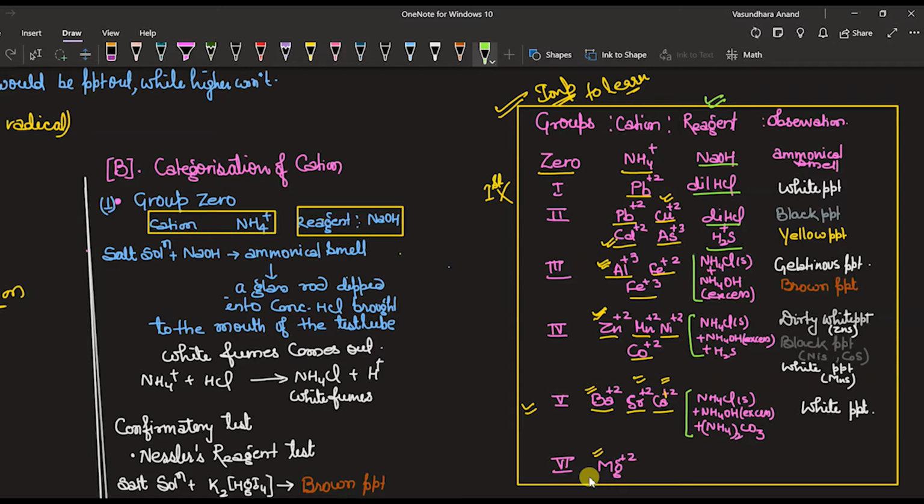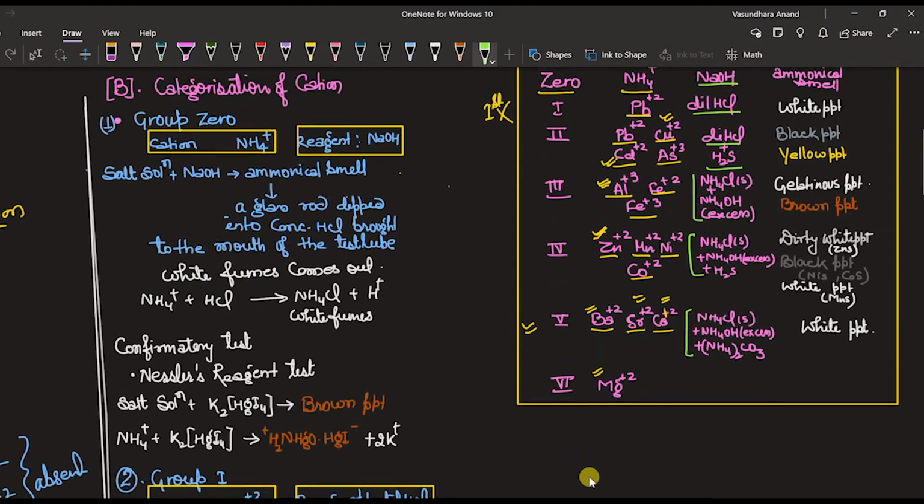And for this, if nothing is there, we'll identify this one in the last. Okay, don't worry about that. So this is the reagent. This will give you the ammoniacal smell. These are the observations. Got it? ये आपको, ये table बहुत important है. You learn it. Okay. Now let's do the categorization of cations.